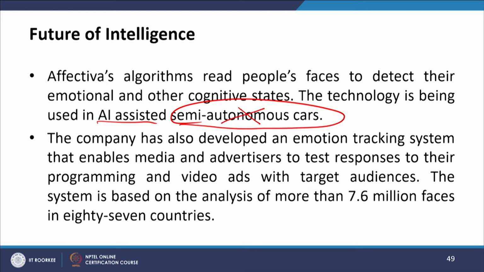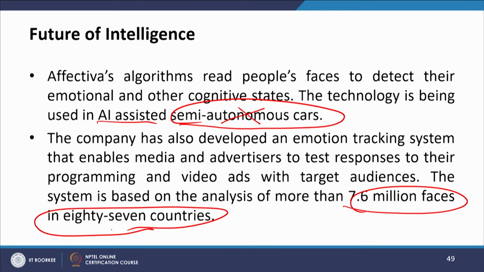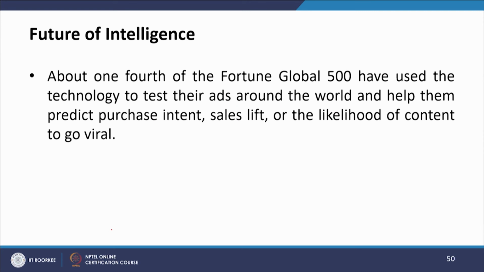The company has also developed an emotion tracking system that enables media and advertisers to test responses to their programming and video ads with the target audience. The system is based on the analysis of more than 7.6 million faces in 87 countries. So, this is the data set that is being used for this kind of study. About a quarter of the Fortune Global 500 have used the technology to test their ads around the world and help them predict purchase intent, sales lift, or the likelihood of content to go viral.